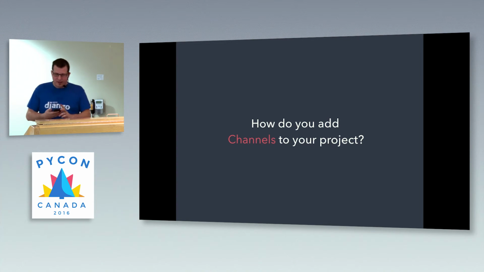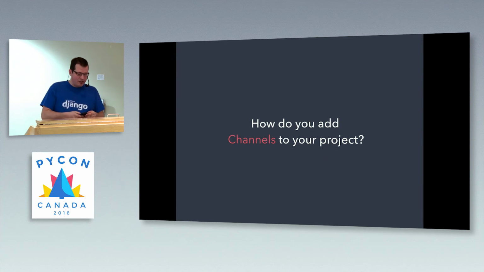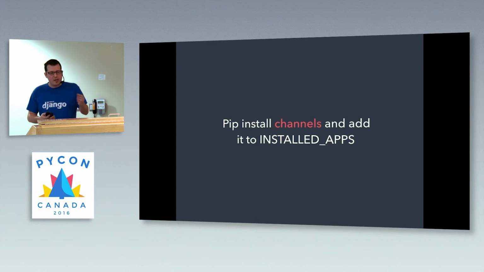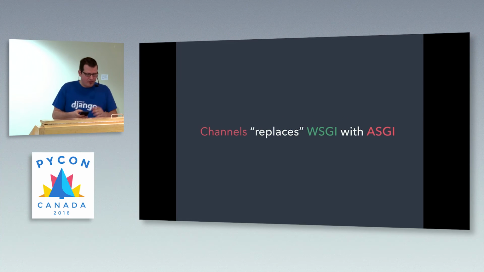So let's talk a bit about how you actually add Channels to an existing Django project. It's actually quite straightforward. You start off by pip installing channels, and then you add it to installed apps, which is basically what you do with every third-party application. So it's very straightforward that way.